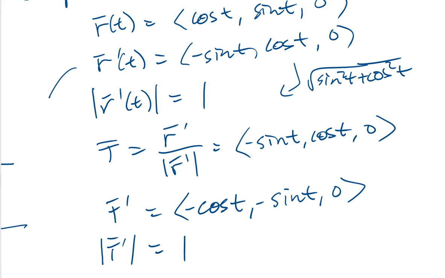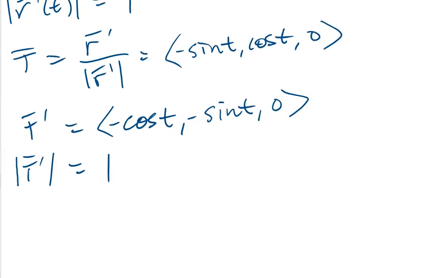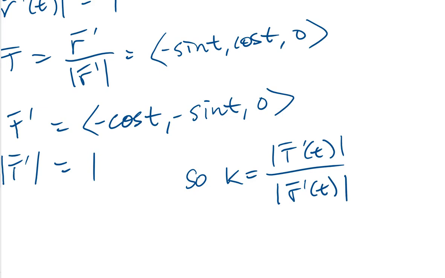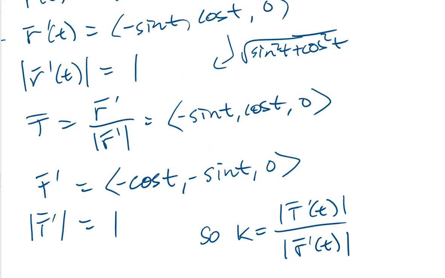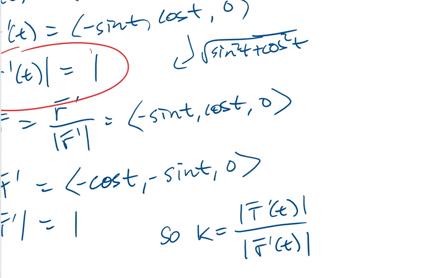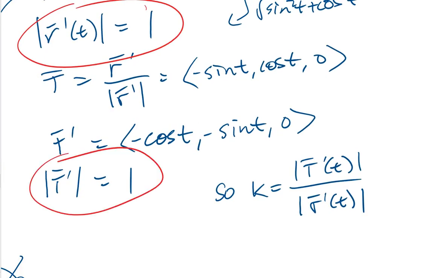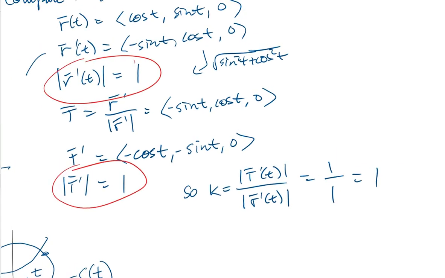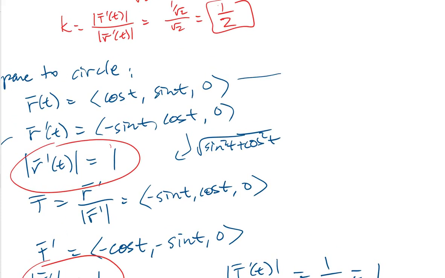Gives us 1 again. So kappa equals the length of T prime of t over the length of r prime of t. Well, r prime of t we found to be 1, and T prime of t we found to be 1. So this is equal to 1 over 1, which is 1. So the circle of radius 1 has curvature 1.